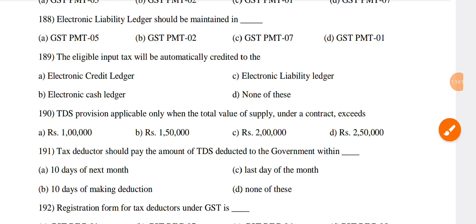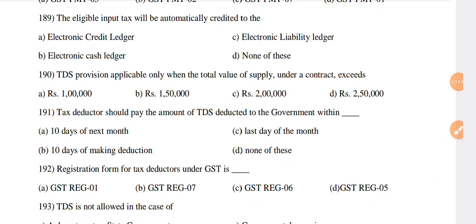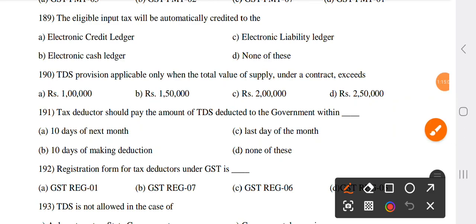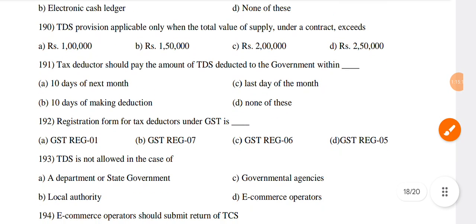Next question, TDS provision applicable only when the total value of the supply under a contract exceeds option A, rupees 1 lakh; option B, rupees 1,50,000; option C, 2 lakh; and D, 2,50,000. The correct option is D. Next question, tax deductor should pay the amount of TDS deducted to the government within dash. Option A, 10 days of next month; B, 10 days of making deduction; C, last day of the month; and D, none of these. The correct option is A.